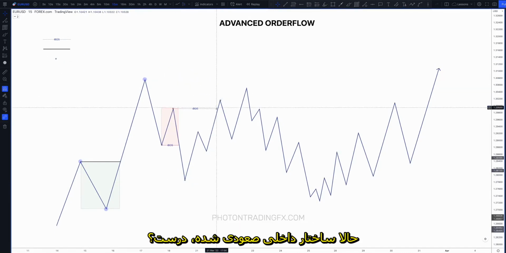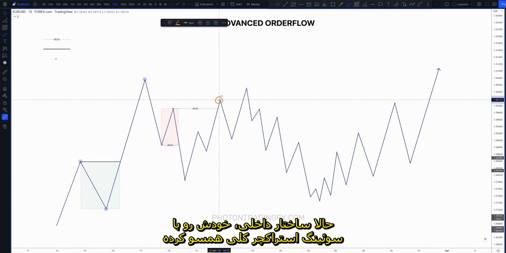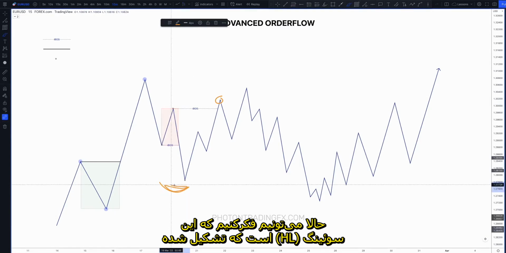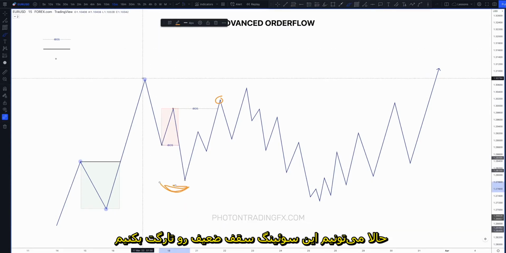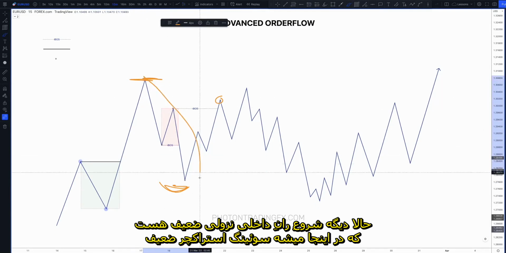Now the internal structure is bullish, right? So we're talking about price at this point here. So now the internal structure has aligned itself with the overall swing structure, and we can start to potentially think that this could be the swing high low forming, and now we can look to target this weak swing high. Because once the larger internal structure aligns itself with the swing structure, the start of that bearish internal run, right, is now weak, which in this case lines up with the weak swing structure.